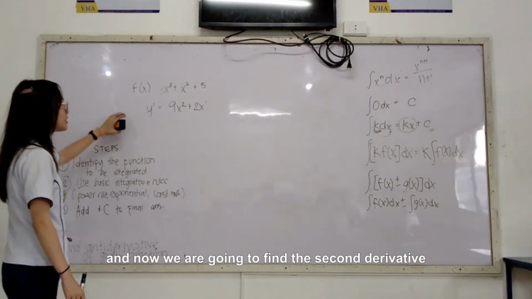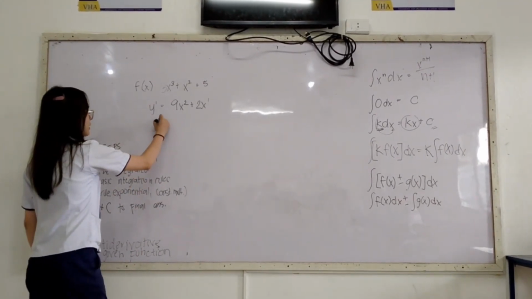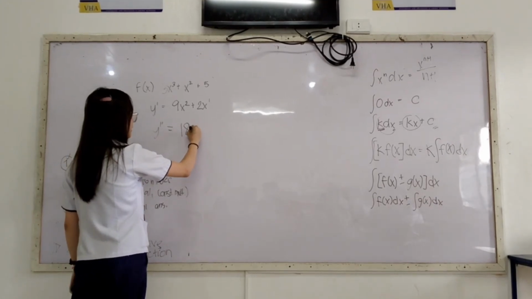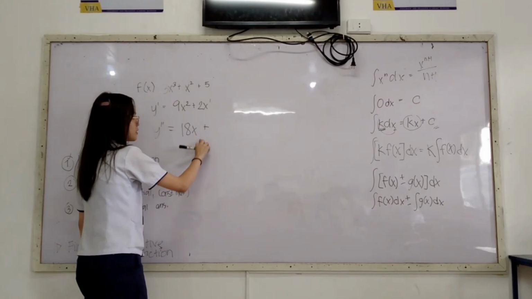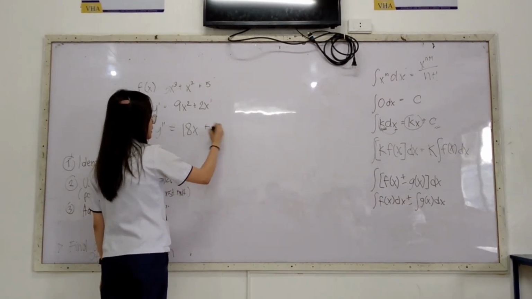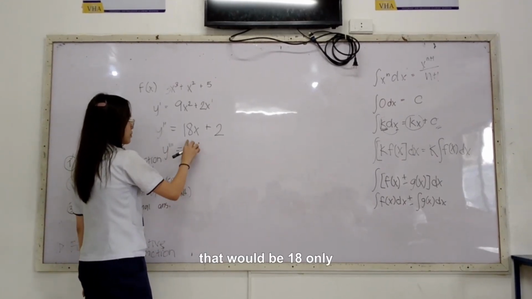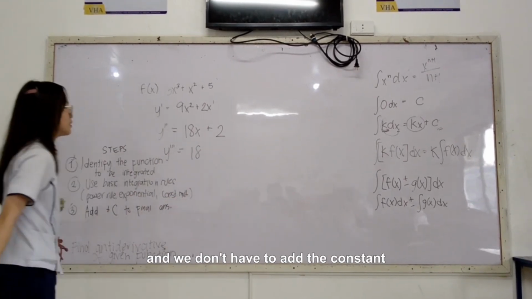And now we are going to find the second derivative of the first derivative. 9 times 2, that would be 18. 2 minus 1, that is 1, or we just don't have to write that down. And then this would be only 2. Now find the third derivative, that would be 18 only. And we don't have to add the constant.